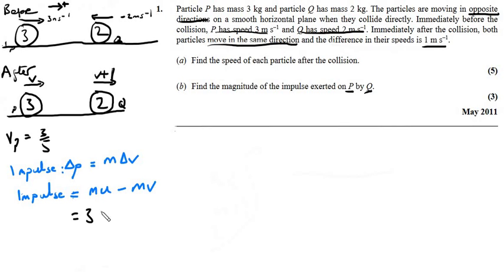It's the mass, 3 kilograms, times the initial velocity, 3 meters per second, minus the mass, which is 3 kilograms, times the final velocity, which is 3/5 meters per second. And if we work that out, we get a final value of 7.2 Newton seconds. And that's the impulse exerted on p by q.